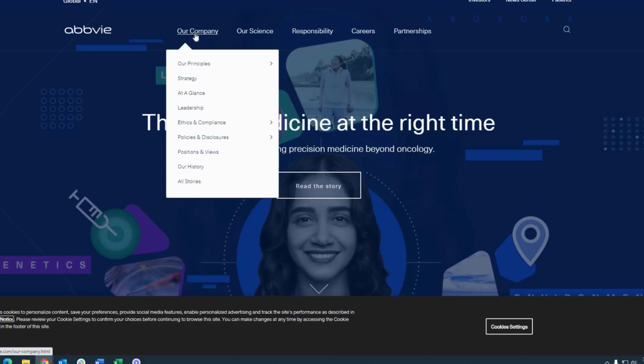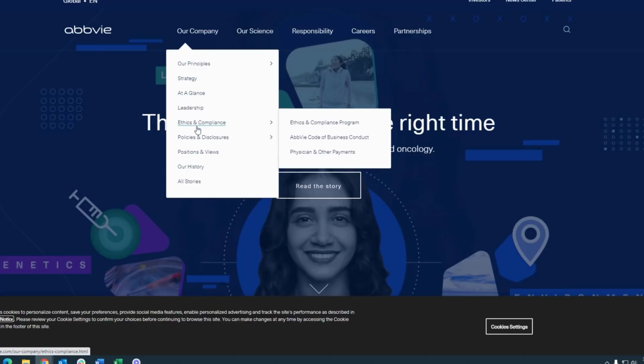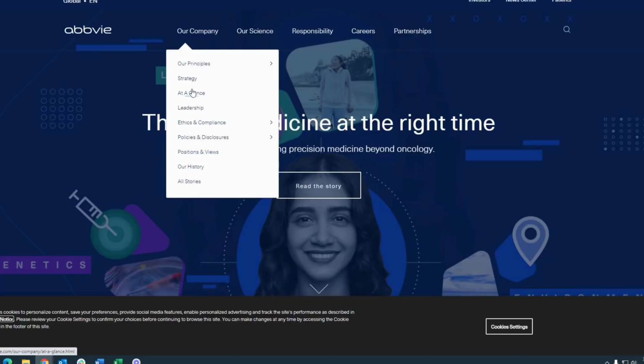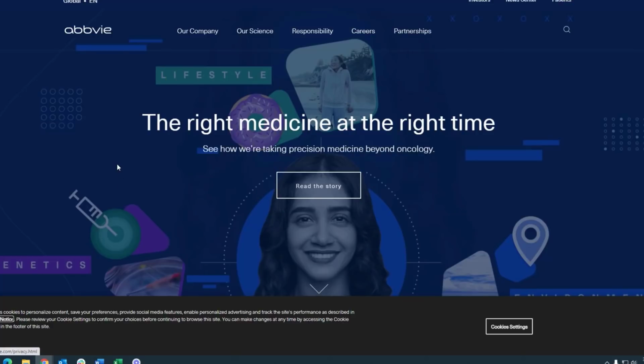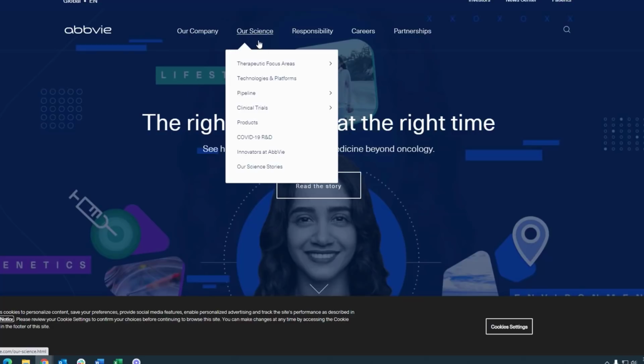Now, I'm going to go through a lot of the corporate propaganda, their principles, their strategies, the company at a glance, their ethics and compliance. All these things would give me some insights into how the company is presenting itself to the public, not necessarily how the company really thinks.